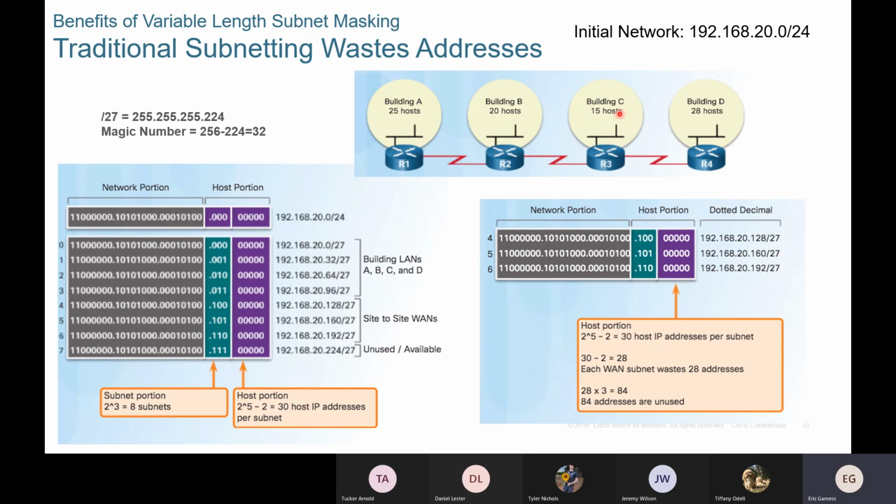Is 32 enough for building C? Yes. They need 15 valid, and I'm going to give them 30 valid. And are 32 IP addresses in total enough for building D? Yes. They need 28 valid IP addresses, and I'm giving them 30 valid IP addresses. So the subnetworks will be big enough to accommodate the requirement of each LAN, each local area network. Okay?